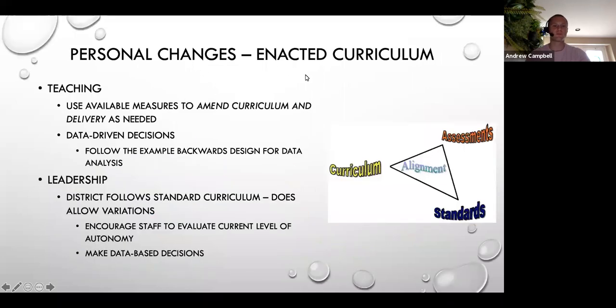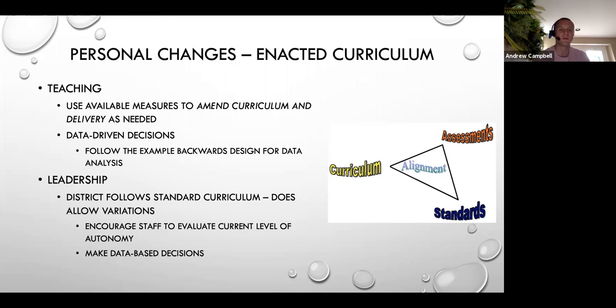I also looked at some personal changes through the idea of the enacted curriculum. I'm looking at it through both the teaching and the leadership lens, as I had discussed earlier. So schools do have more autonomy than we thought to amend a curriculum, the delivery, things like that, as much to meet the needs of the students. Of course, we want to make sure that we are doing this based on data-driven decisions using the backwards design for data analysis. With leadership, the district, we do follow a standardized curriculum, as a lot of districts do, but we can have variations in our delivery.